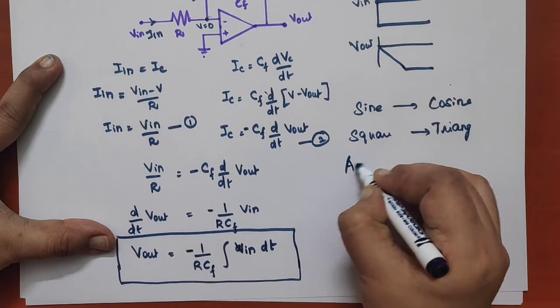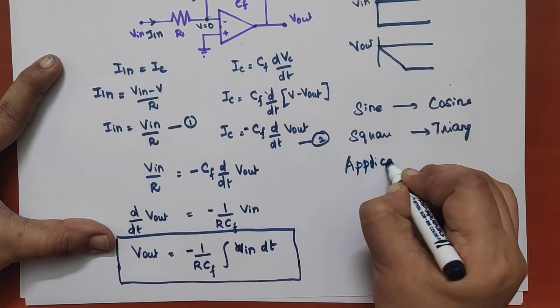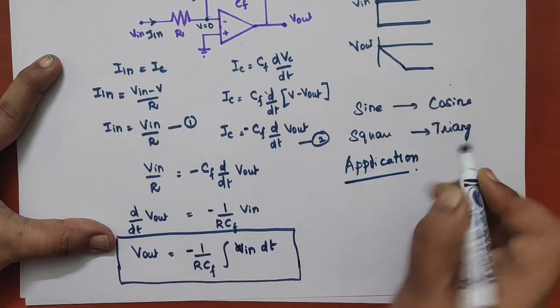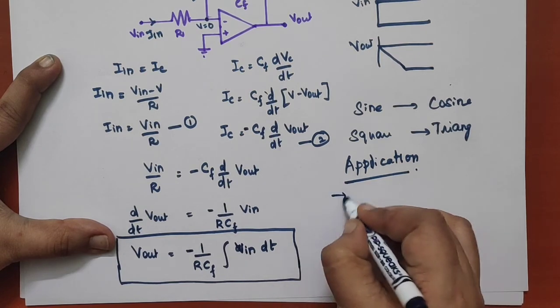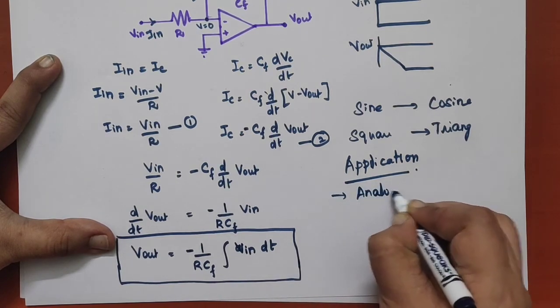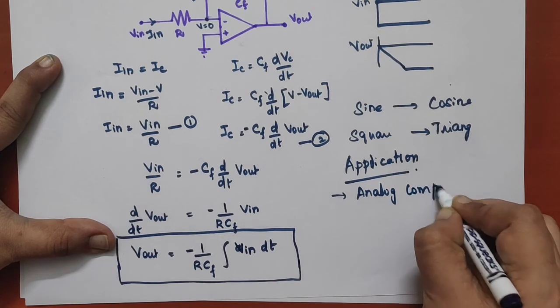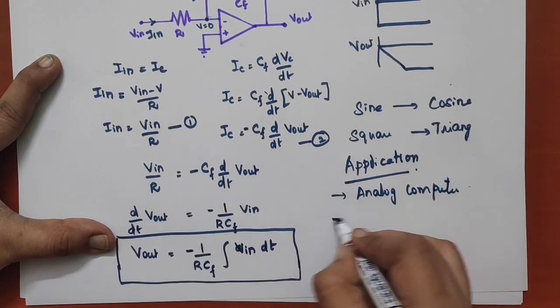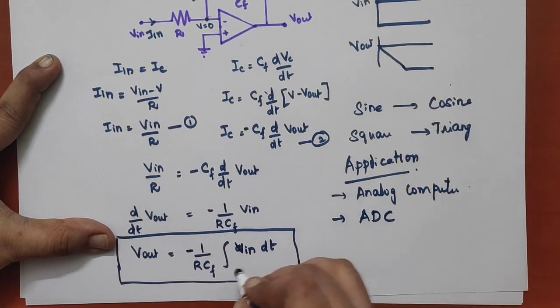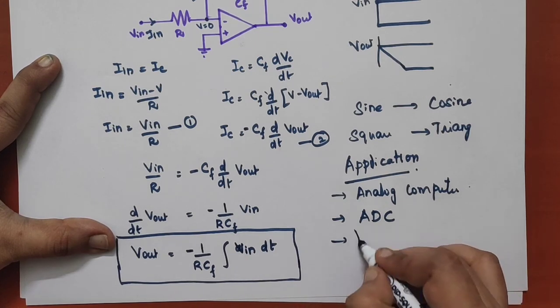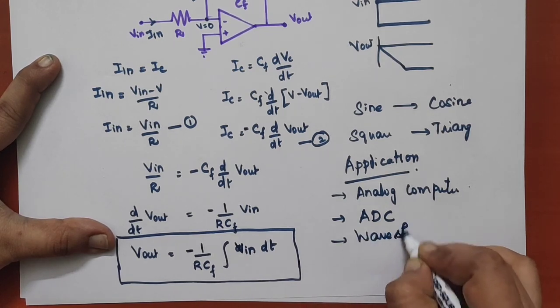Now, when we talk about the applications, the integrator circuit is used in analog computers, then ADC, analog to digital converters, and mostly used in the wave shaping circuits.